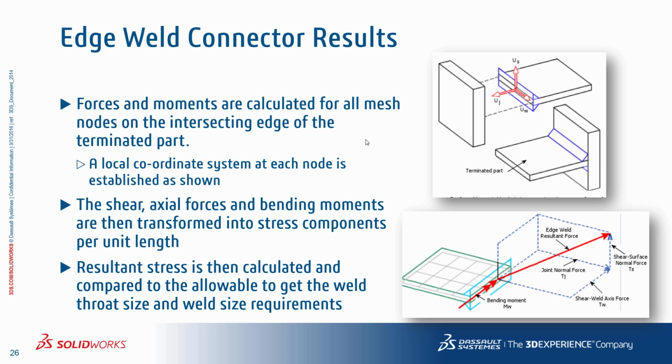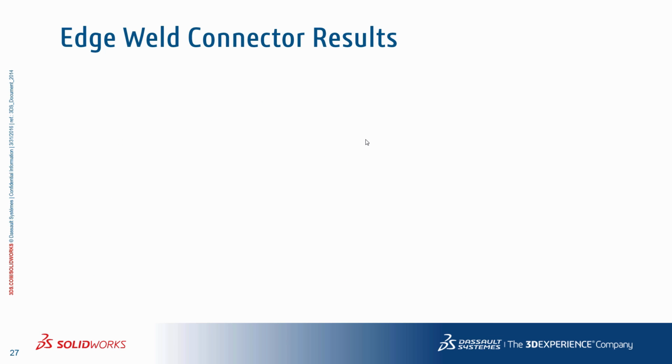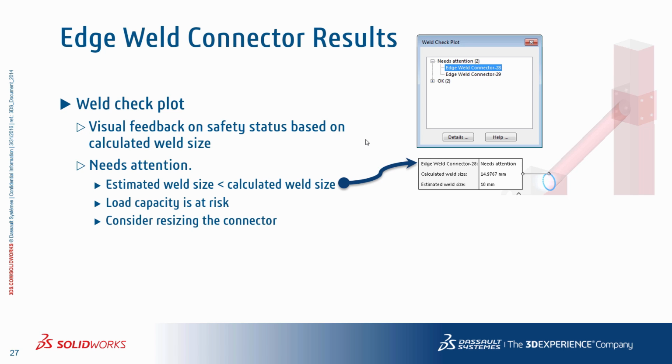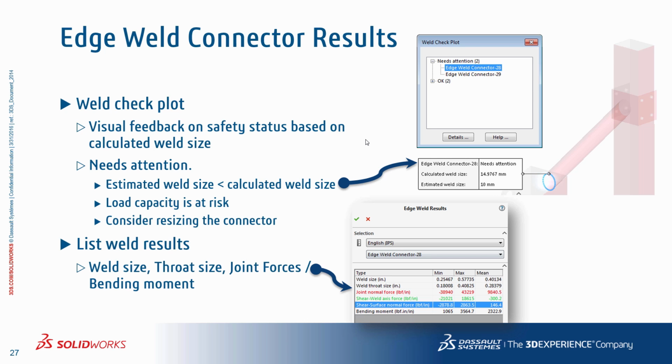Once the simulation has been run, you have access to some key and fundamental results. One of them is the weld check plot. This is a visual feedback on safety status based on the calculated weld size. So the program right off the bat lets us know what connectors need attention, which means the estimated weld size is less than the calculated weld size on these connectors. The load capacity might be at risk, and you might want to consider resizing the connector.